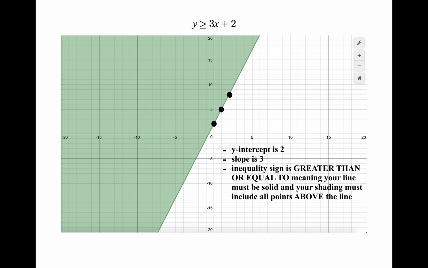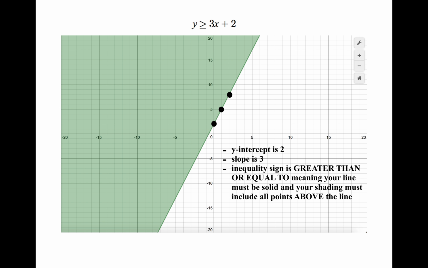By looking at the equation, you know that the y-intercept is positive 2, so you will begin by plotting a point at 0, 2. You also know that the slope is positive 3. From your y-intercept, you will rise 3 and run 1 in order to plot the next point, and so on.